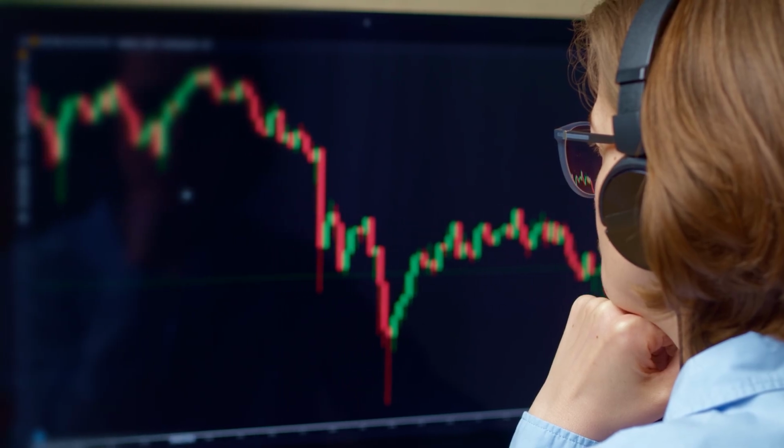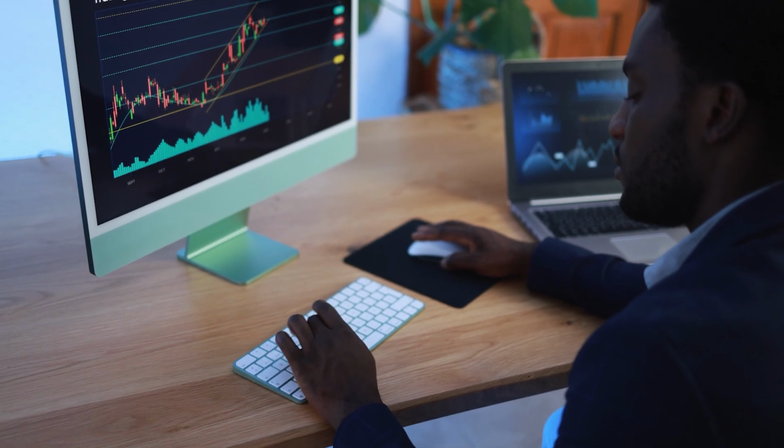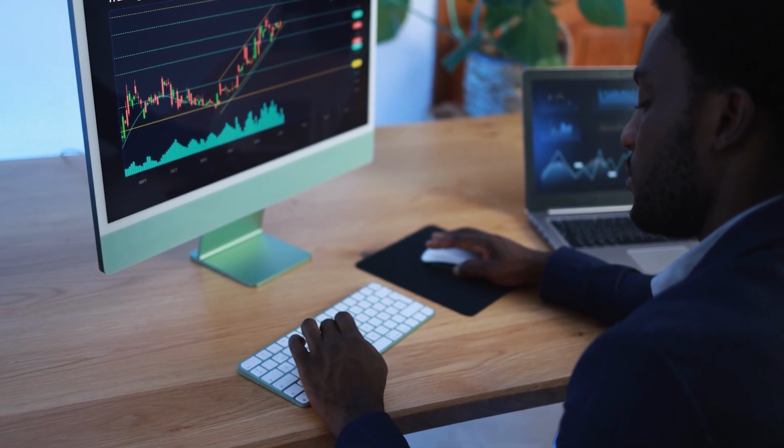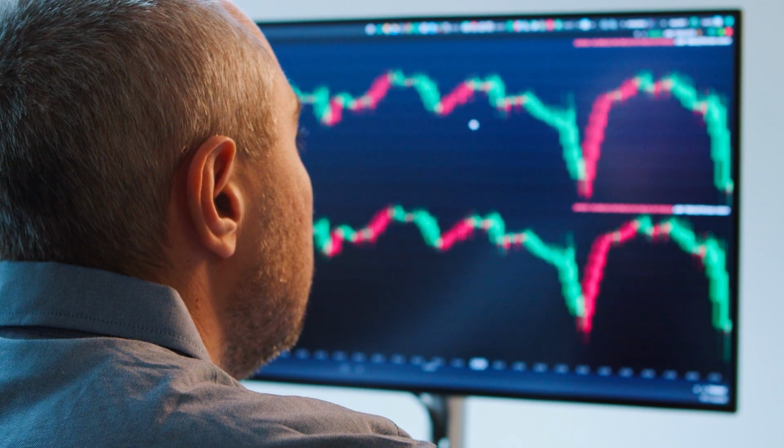A high win rate does not protect you from poor position sizing. You can win repeatedly and still destroy your account if you're risking too much when you're wrong. Position size matters more than most traders realize.